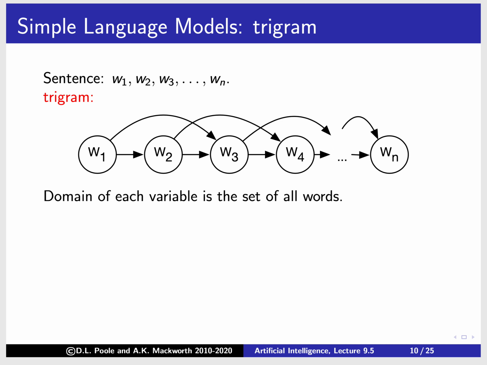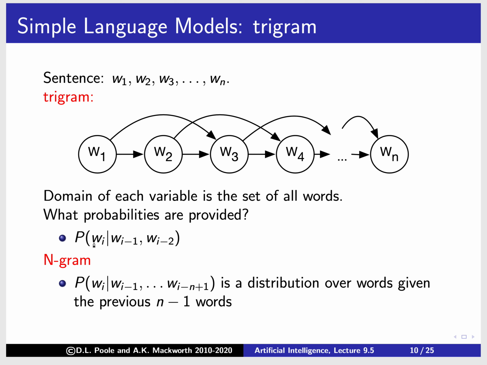A trigram, we end up with each variable, you're going to look at the probability distribution of each word given the previous 2 words. And so we're looking at sequences of 3 words, which is why it's a trigram. So in here, we can just read off that the domain of each variable is the set of all words. The probabilities are the probability of word i given the previous 2, so the probability of each word given the previous 2. And in general, an n-gram is a distribution of words given the previous n minus 1 words.